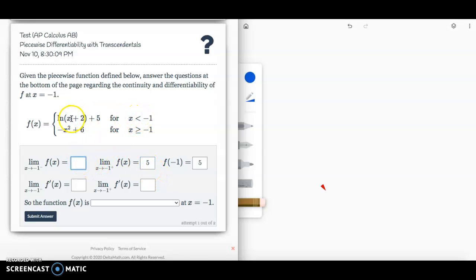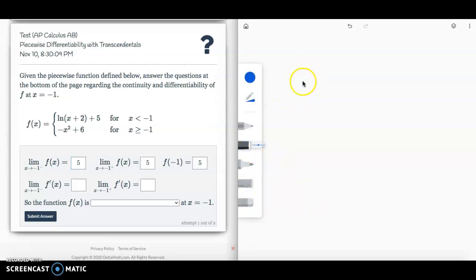My left-hand limit would be if I plugged negative 1 into there. So let's see. Negative 1 plus 2 is 1. Natural log of 1 is 0. 0 plus 5 is 5. Okay, so automatically I know my function is continuous. Now I'm going to go ahead and find my derivative real quick, so that way I can see if my function is differentiable.